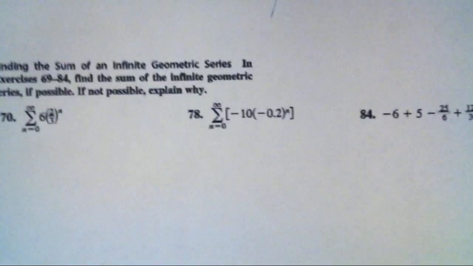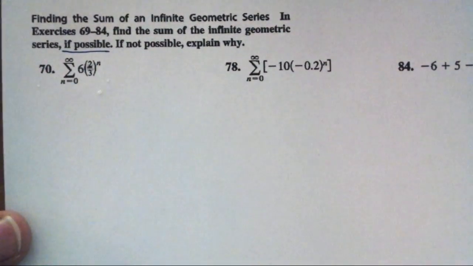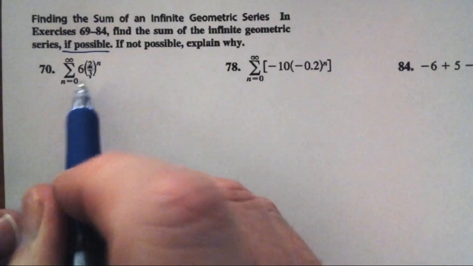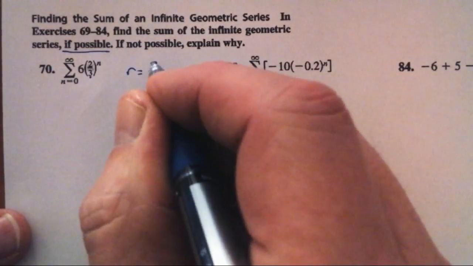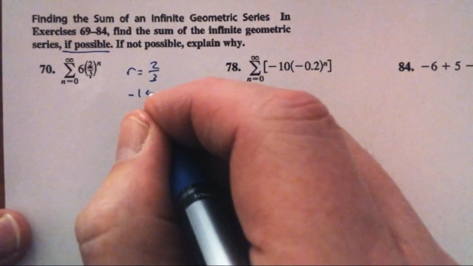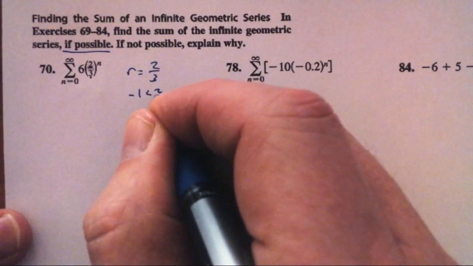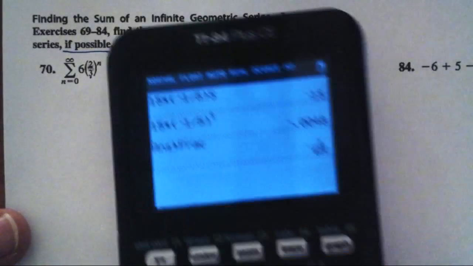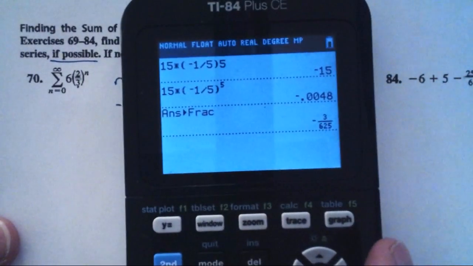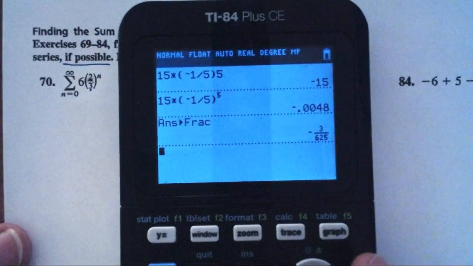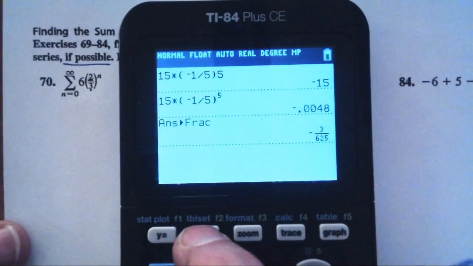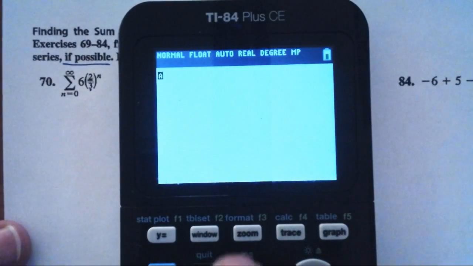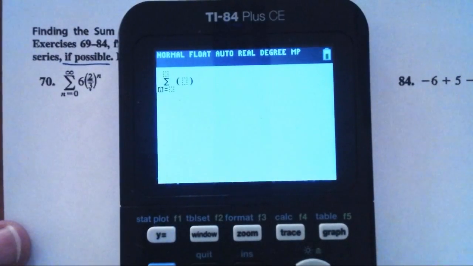So the key is we have to make sure, they say, if possible, find the sum. Well, is it possible? Yes, because each jump, my ratio is between negative 1 and 1. Since negative 1 is less than 2/3 is less than 1, then it is possible. So if it's possible and you've got an 84 plus, there's a good chance you have this feature. In fact, I'm going to clear out of here first. Alpha window, I want summation.